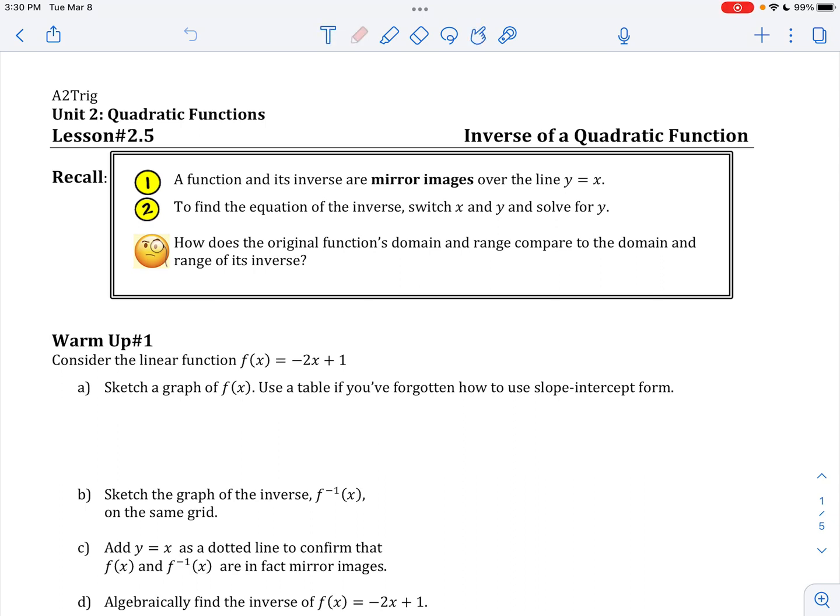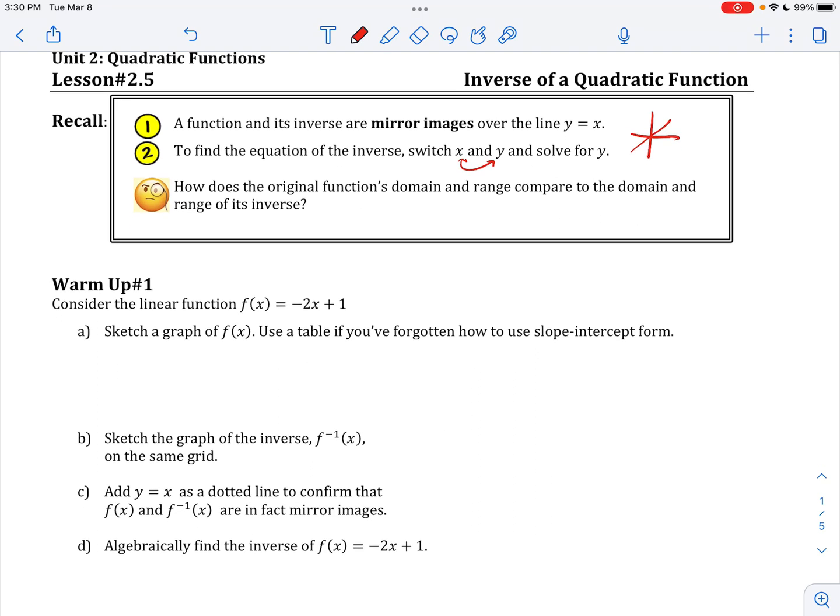Okay, so remember this stuff about inverses from kind of 2 units ago. A function and its inverse are mirror images over a line. It's a reflection over the line y equals x. One way to find inverses is to switch x and y in the equation and solve for y. We've also done this before, verifying inverses by doing f of g of x and g of f of x.